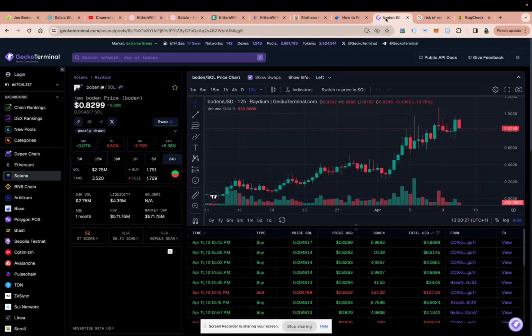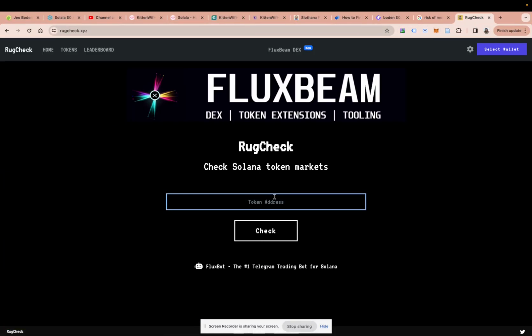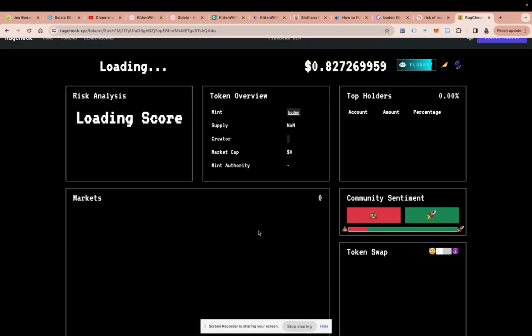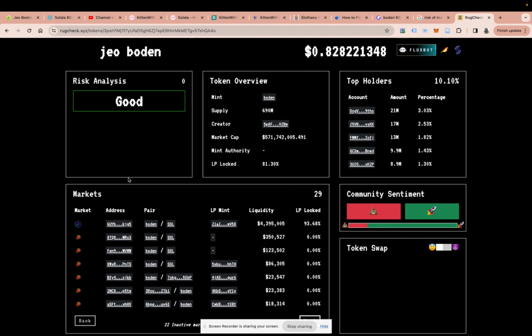if it's looking like a rug pull. Let's see what happens if we put Bowden in there. So copy the address, paste, check. And while that's loading, what I was talking about was, because there's scams, when you do know there's some big coin, this is giving you more confidence because it's gone through the algorithm, it's telling you it's looking good.